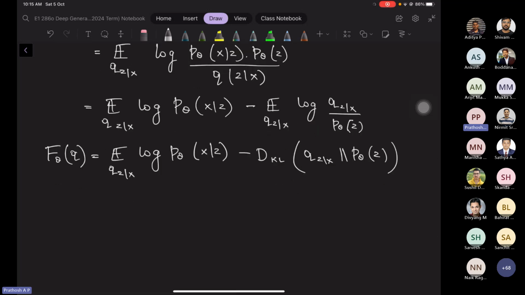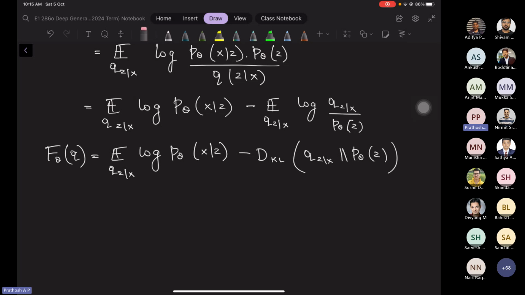If you want to remember something, this is something that you would want to remember. This is the conditional log likelihood. Okay, let me interpret it later. So this is the equation. The ELBO can be decomposed into two terms. One is an expectation of log of p theta of x given z, and the other is a KL divergence between q of z given x and p theta of z.